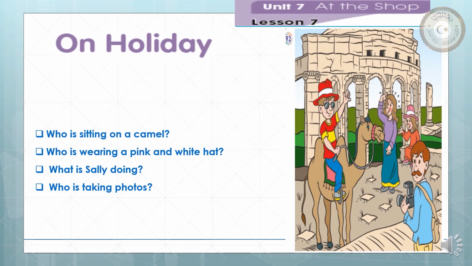Another question. Who is taking a photo or photos? Who's taking photos? Who has a camera? Dad. Very good. So Ben said, Dad is taking lots of photos. So who's taking photos? Dad. Dad is taking photos now.